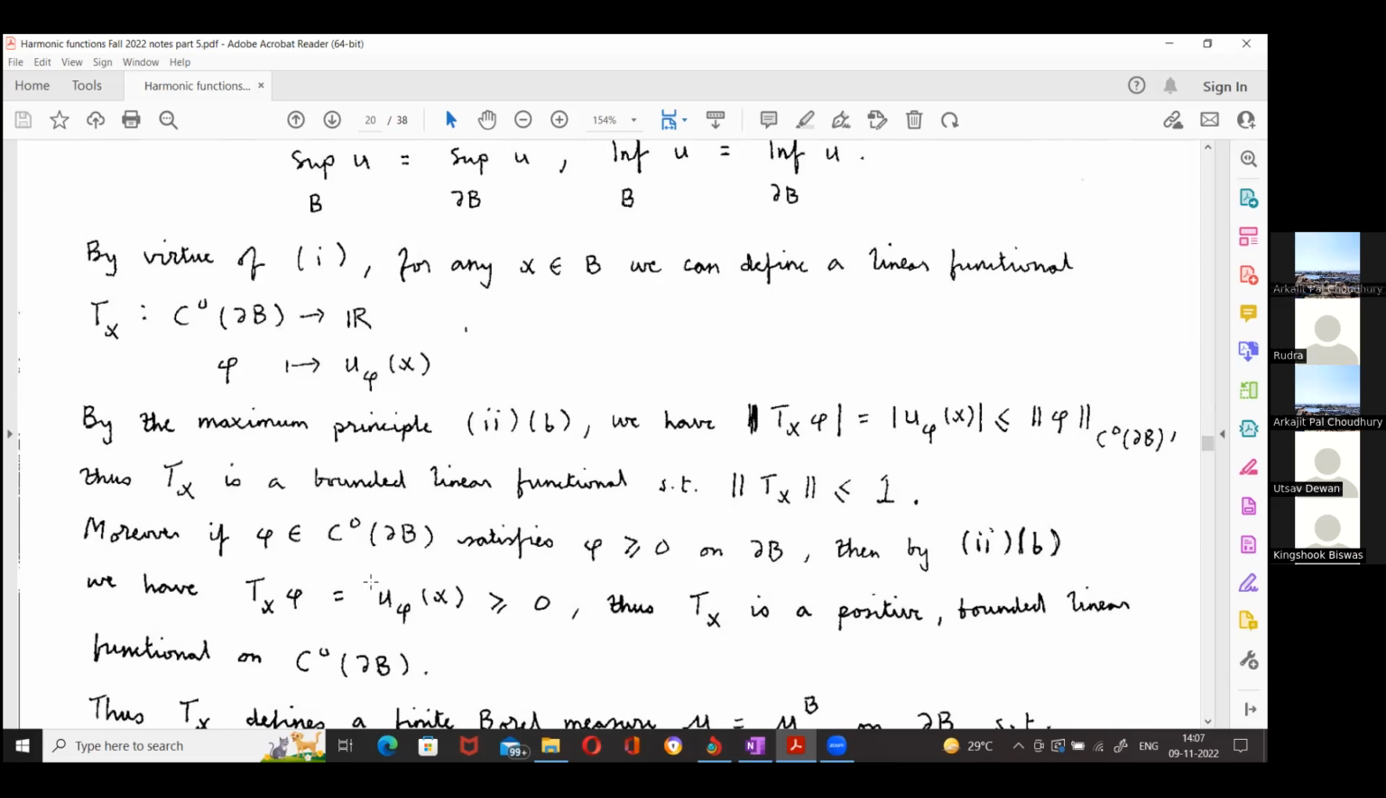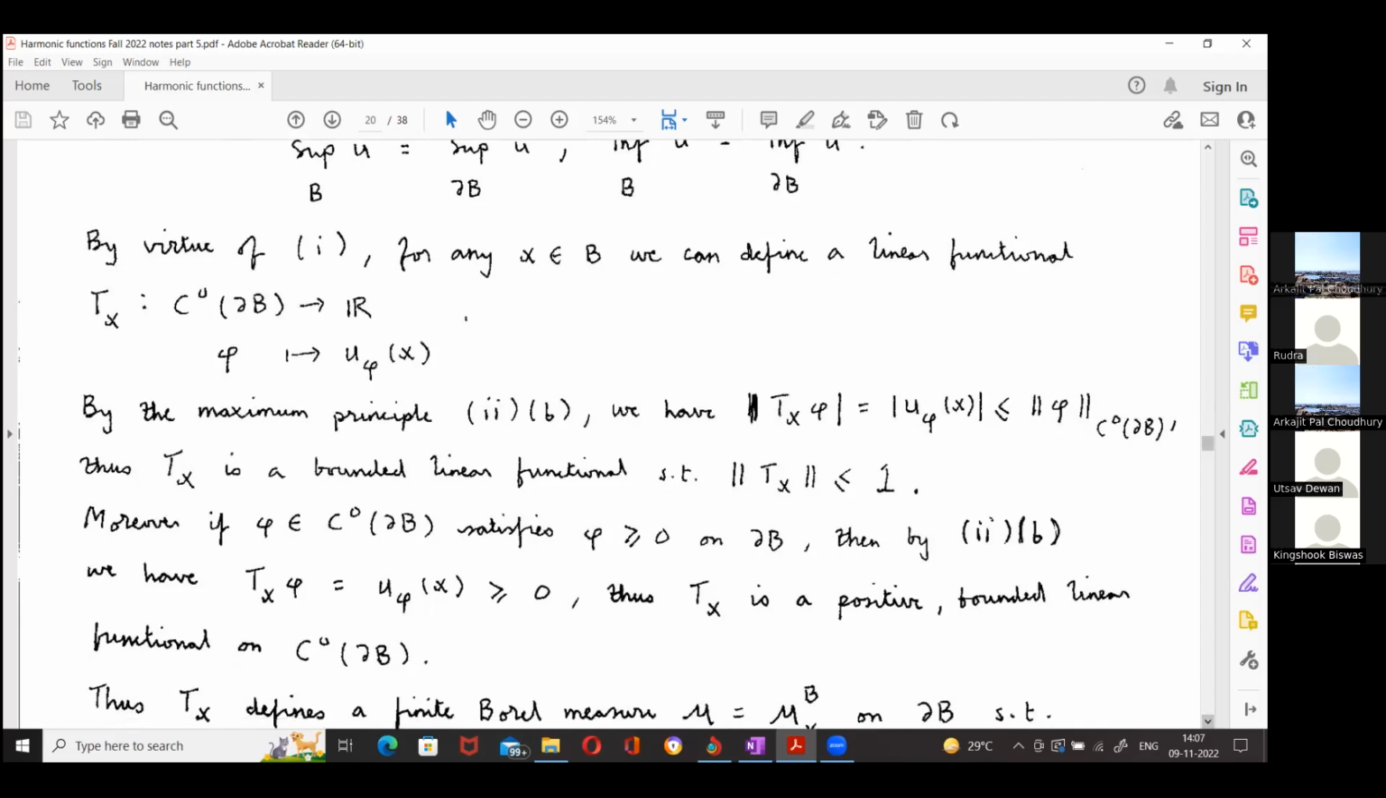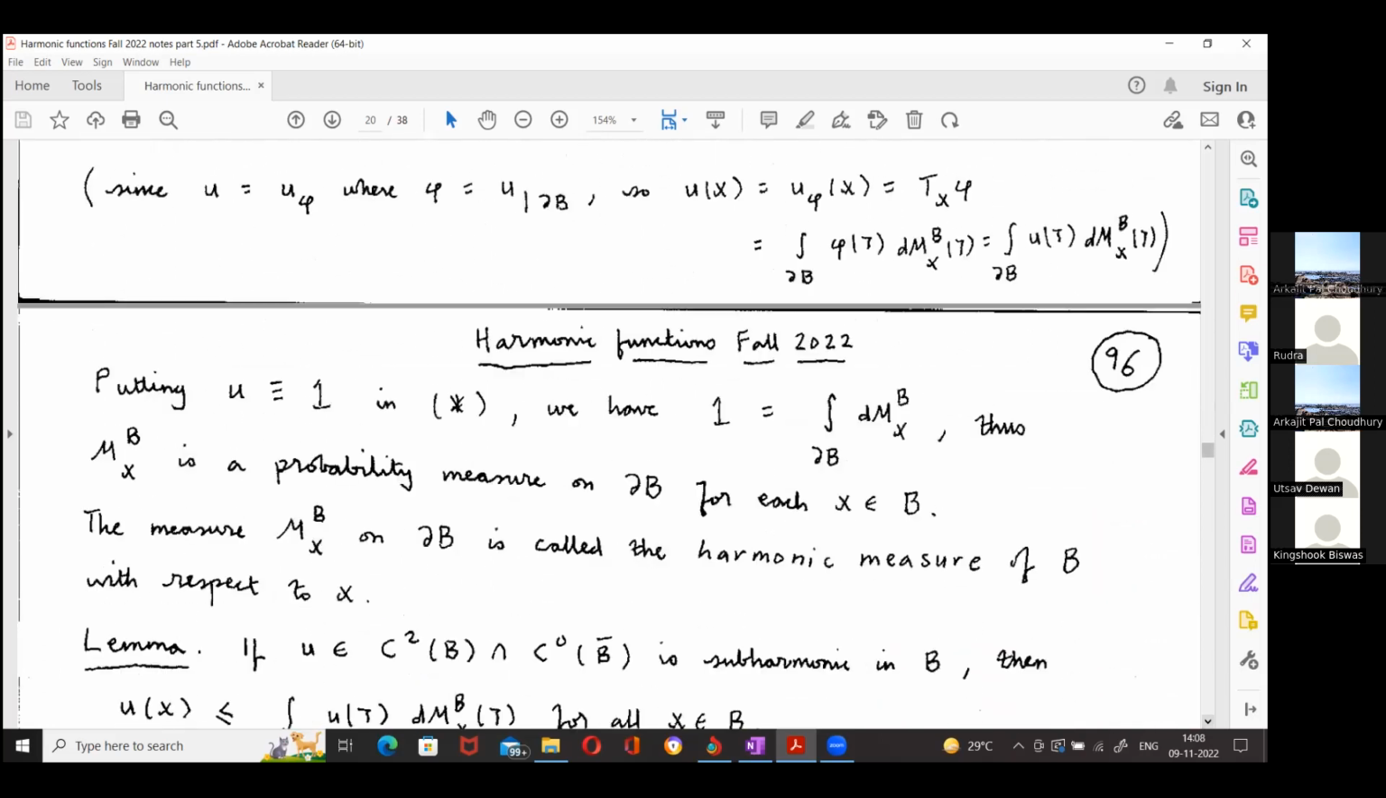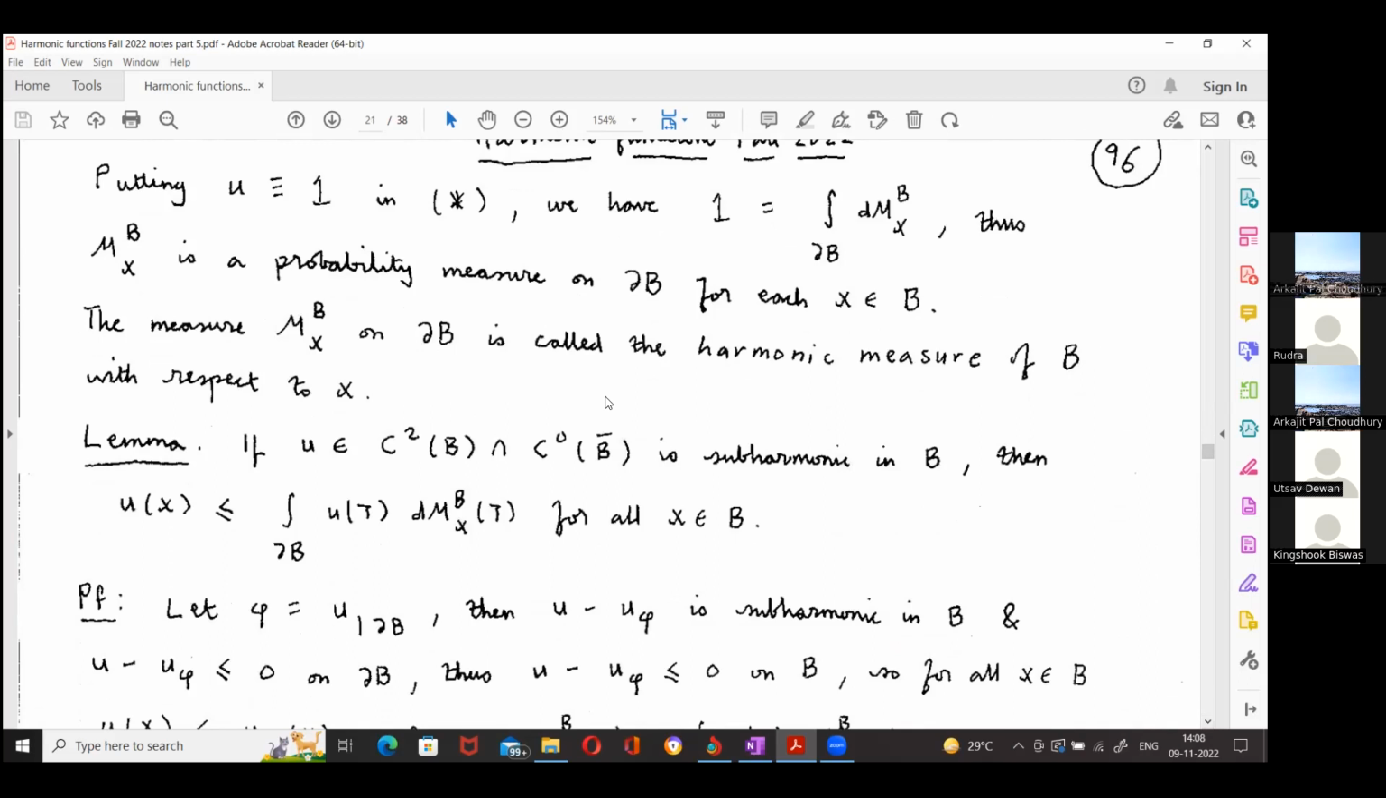So if phi is greater than or equal to 0, then T_x of phi is greater than or equal to 0. So it's a positive bounded linear functional on the Banach space C0 of the boundary of B. And therefore, by Riesz representation, it defines a positive measure. And since this functional takes the constant function 1 to 1, this is a probability measure. So for every point x in the ball, we get a probability measure on the boundary of the ball, which we call the harmonic measure of the ball with respect to the point x.